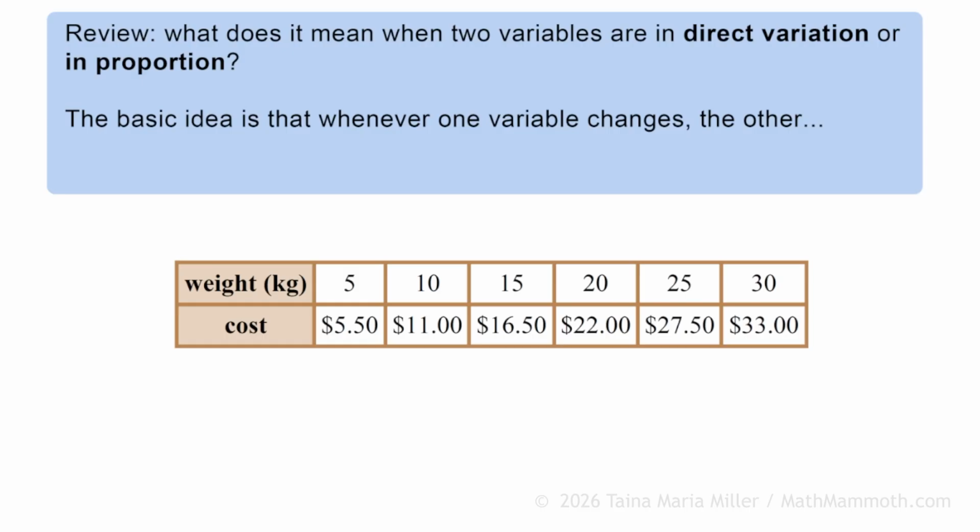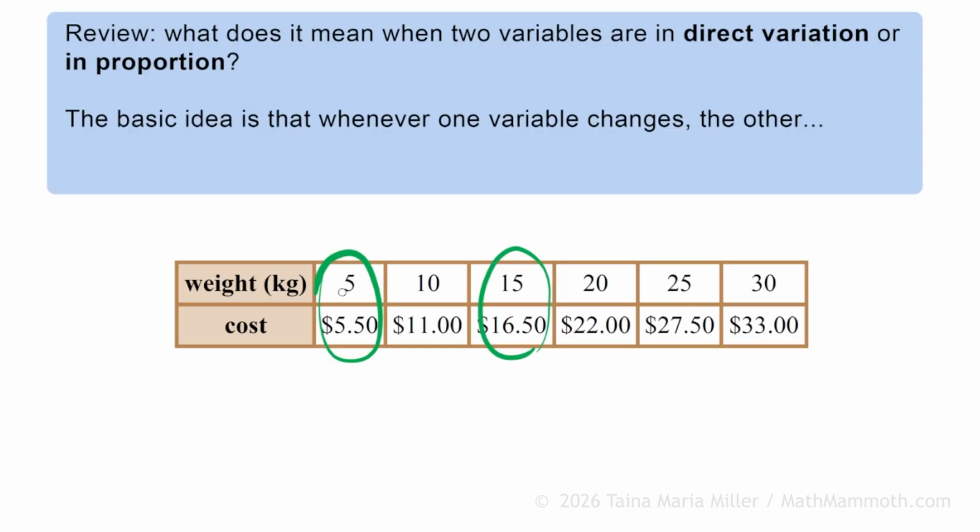We can also look at unit rate. We could calculate the unit rate using this pair of values, or we could calculate the unit rate using these two, or these two, etc. And if every time we get the same unit rate, no matter which two we use to calculate it, then it is a proportional relationship.